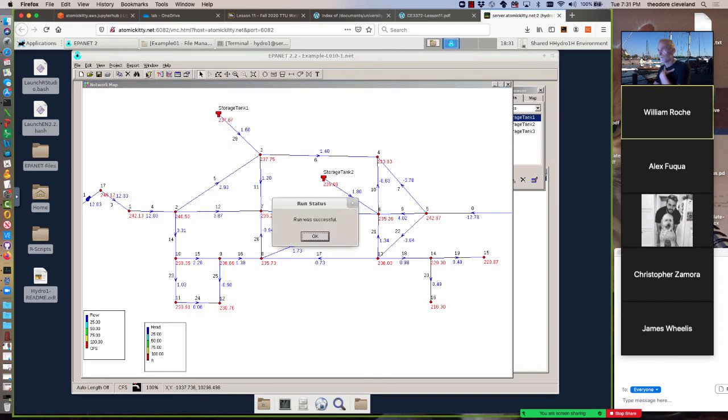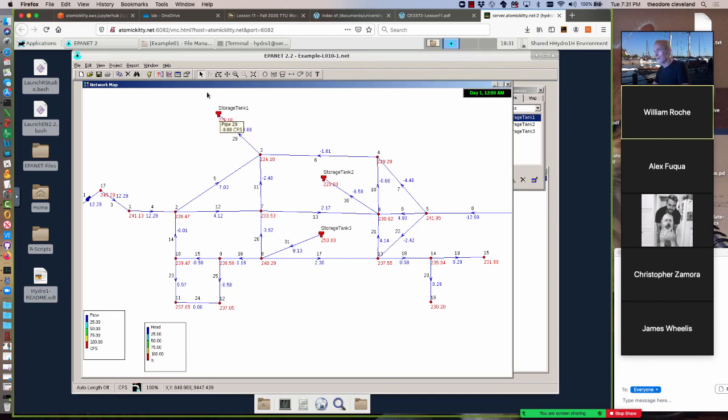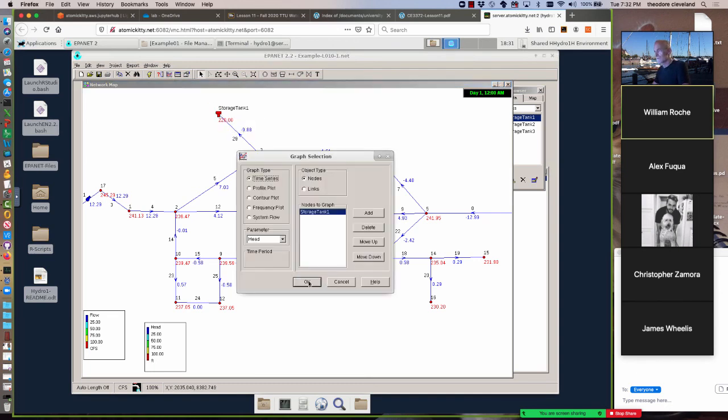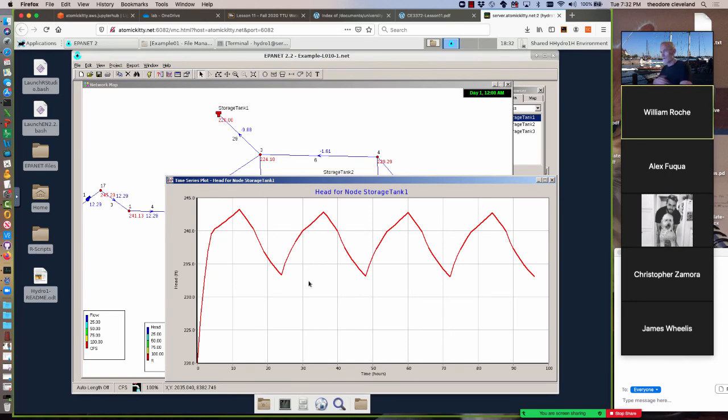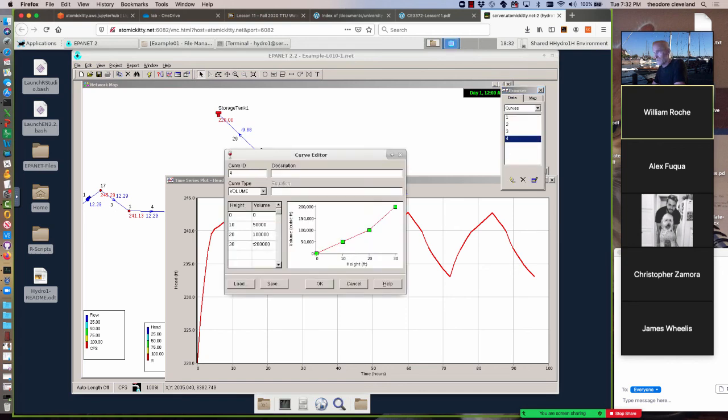Rerun it. And now let's go ahead and take a look at the time behavior of that tank. So we're pretty close to the, actually that tank still has quite a bit of capacity. We could make it even smaller, I think. So let's go ahead and make it smaller. Go to curves, make our tank smaller.